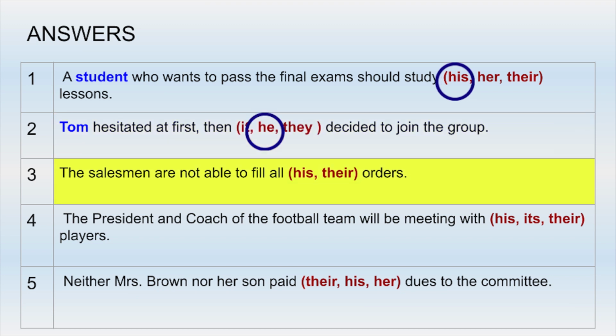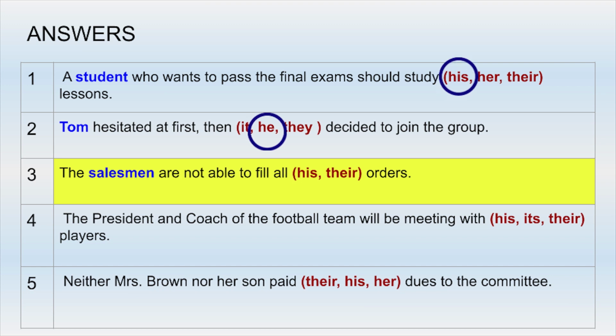Number 3. The salesmen are not able to fill all his or their orders. The antecedent is salesmen. Salesmen is plural, so the correct pronoun is their. The salesmen are not able to fill all their orders.